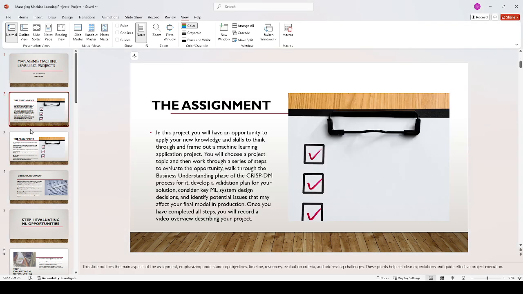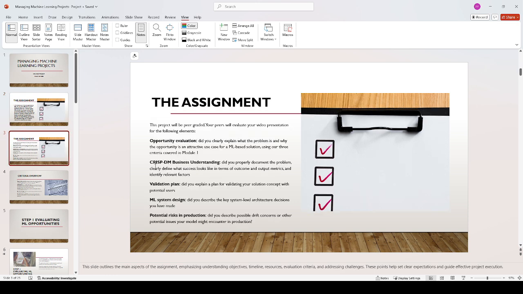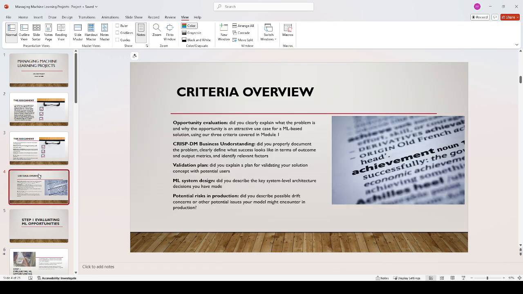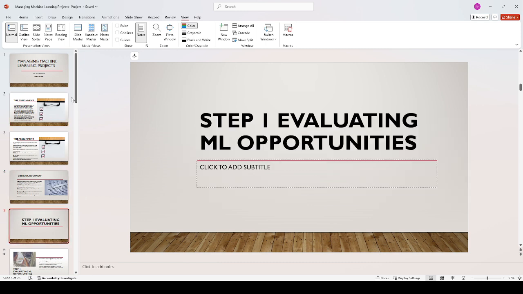We all know the assignment. I won't spend much time there, but we do need to include all of the things that are looked for in the project. For the overview, we have the opportunity evaluation, CRISP-DM, validation plan, our design, and our risk.